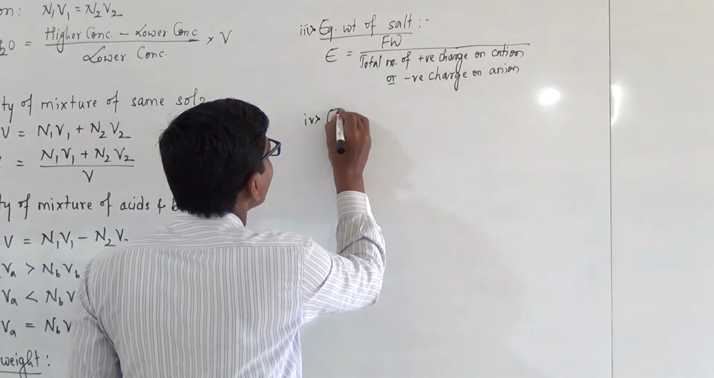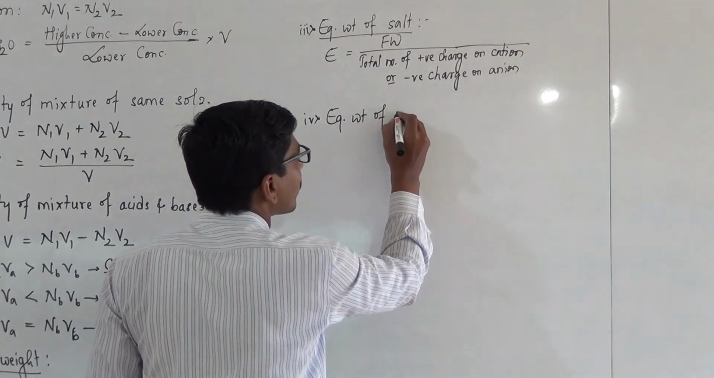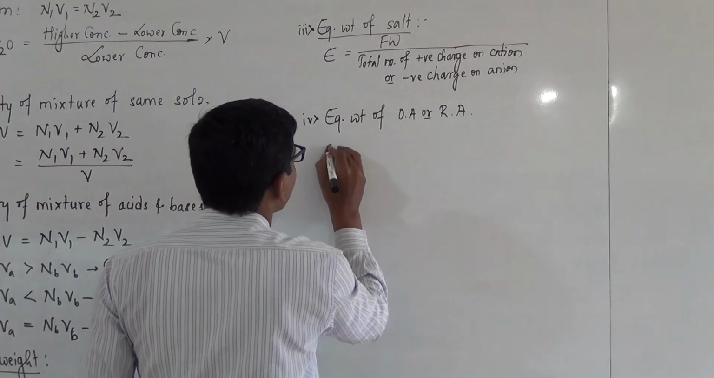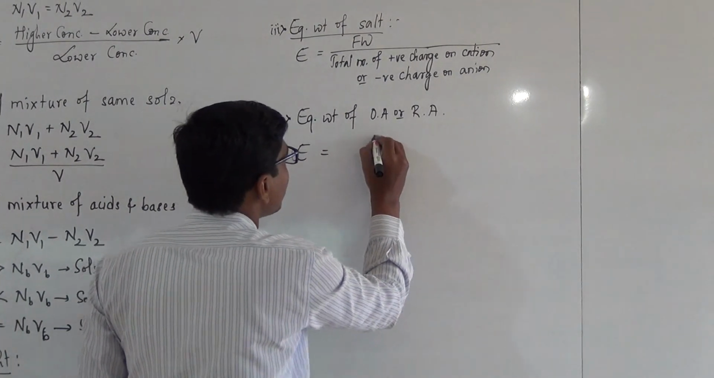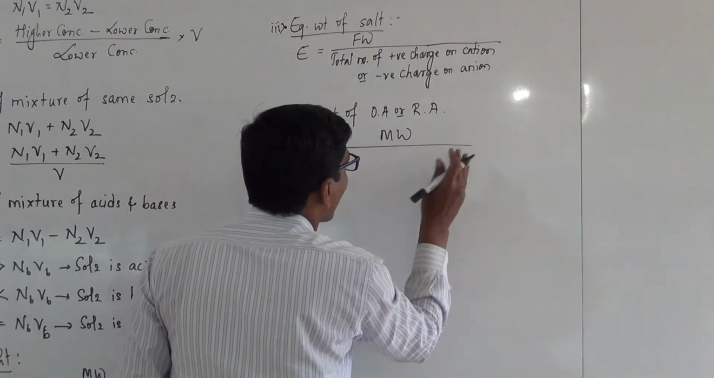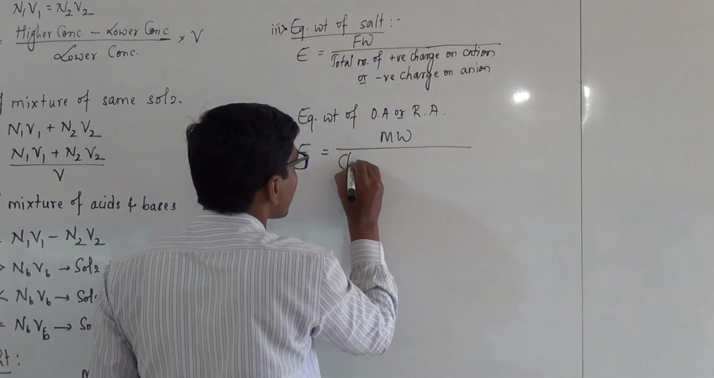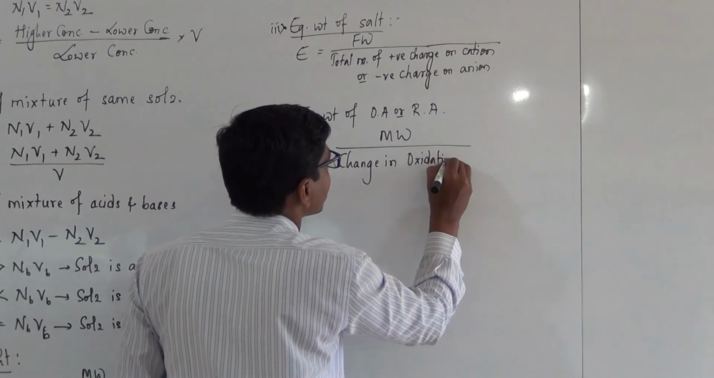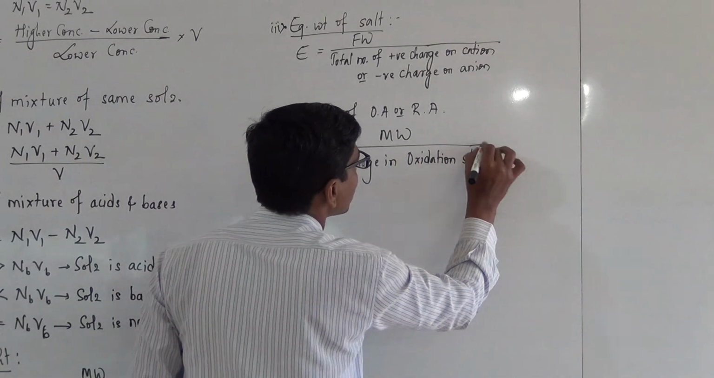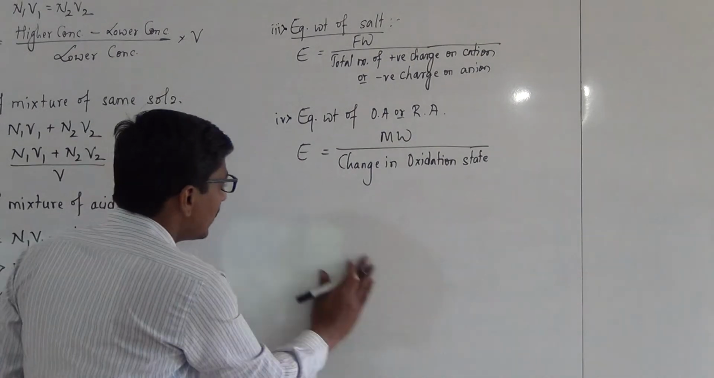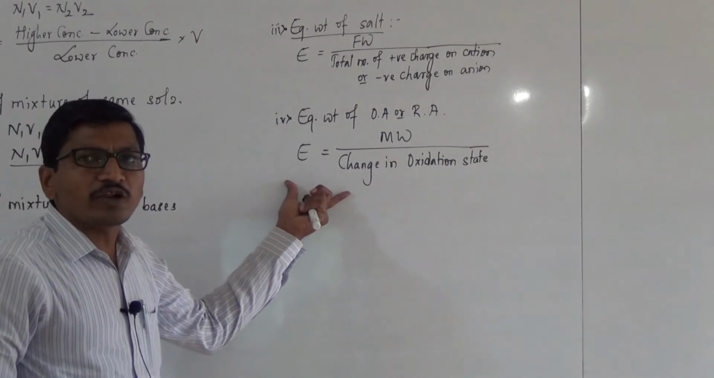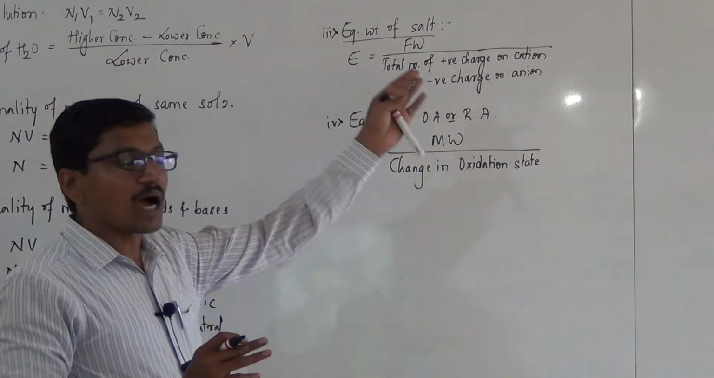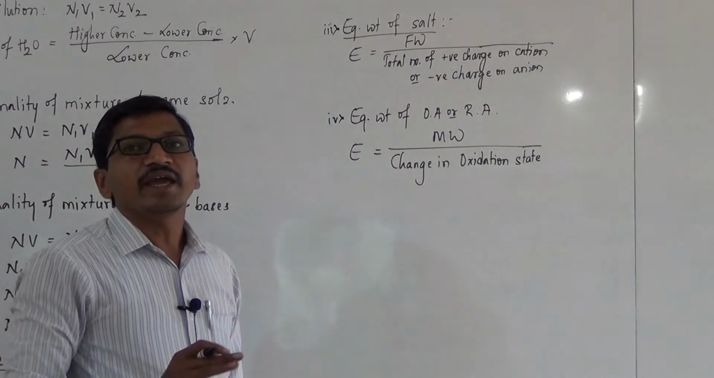Next one is equivalent weight of an oxidizing agent or reducing agent, which is calculated by using molecular weight of the oxidizing or reducing agent divided by change in oxidation state. These are the formulas used to calculate the equivalent weights of substances, for example acid, base, salt and oxidizing or reducing agents.